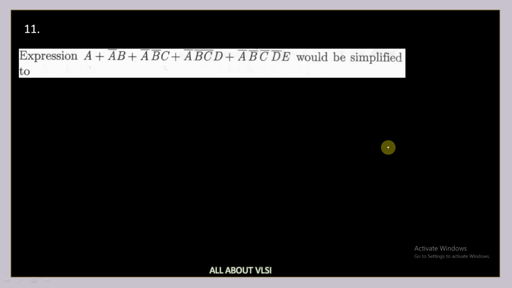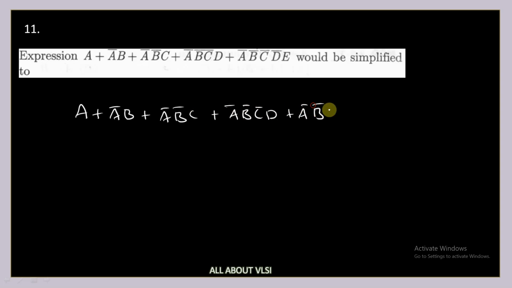Now, this question has a small mistake here. It is A + A bar B + A bar B bar C + A bar B bar C bar D + A bar B bar C bar D bar E. Now try this. This is a very famous question in many competitive exams. We can see this particular question.